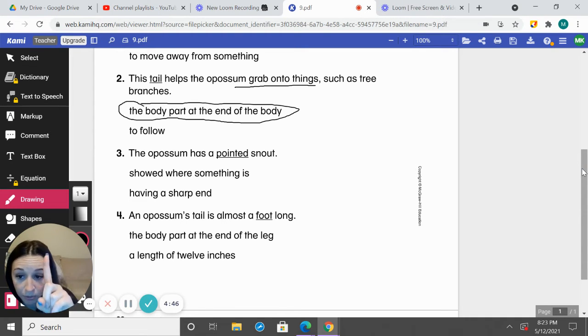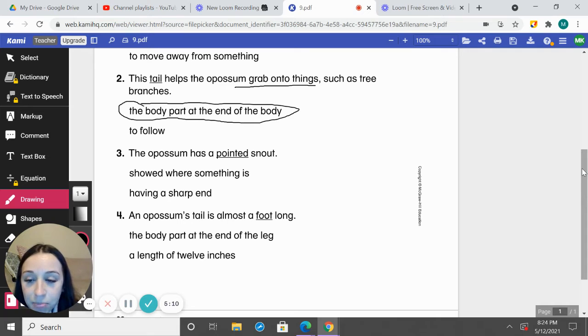So first one, this is number 1. Showed where something is. So pointed, right? I pointed to something. I showed you where something is. That's 1. Or 2, having a sharp end. Like if I have a point on my pen. Okay, so is it 1, showed where something is, or 2, having a sharp end?